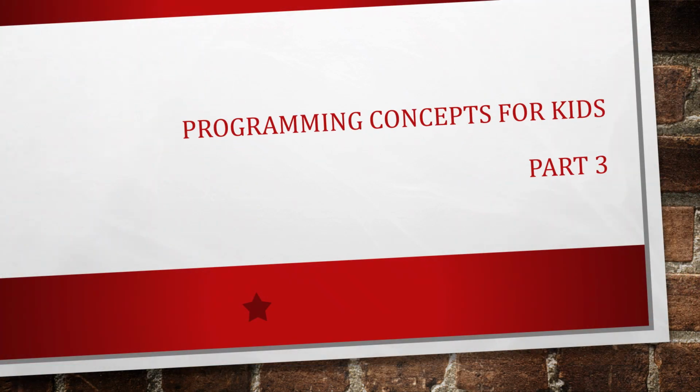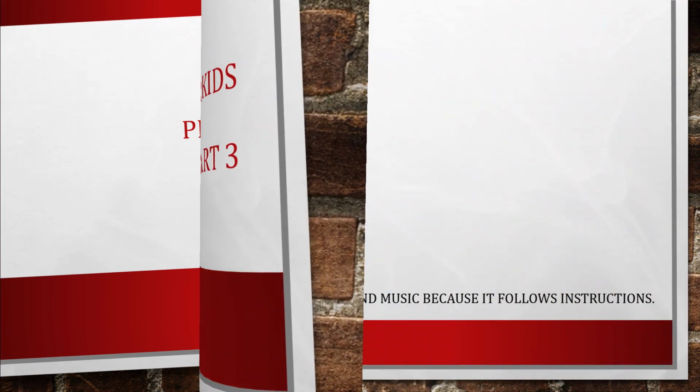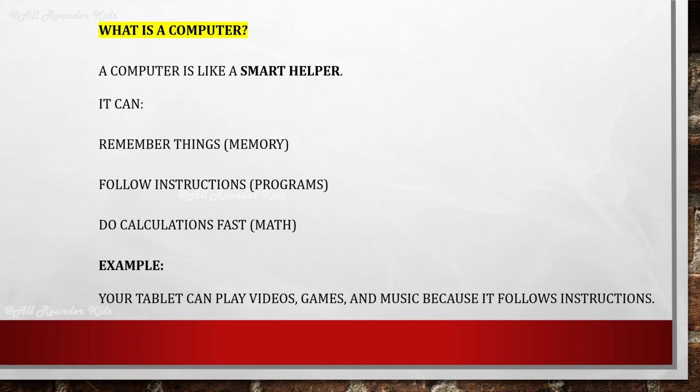Programming Concepts for Kids. Part 3. What is a computer? A computer is like a smart helper. It can remember things (memory), follow instructions (programs), and do calculations fast (math). Example: your tablet can play videos, games, and music because it follows instructions.